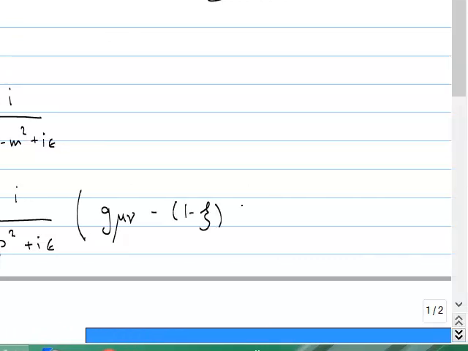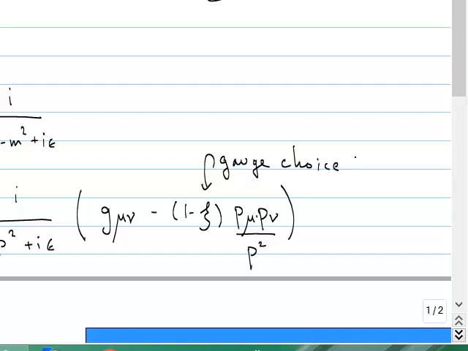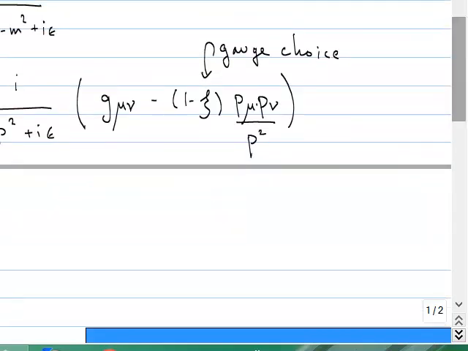And the propagator in this family of gauges will depend on the momentum of the photon, as in the case of a scalar field. But it also depends on this additional parameter psi, which just encapsulates the dependence of the propagator on the choice of gauge. Okay. So very often we'll set psi equal to 1.